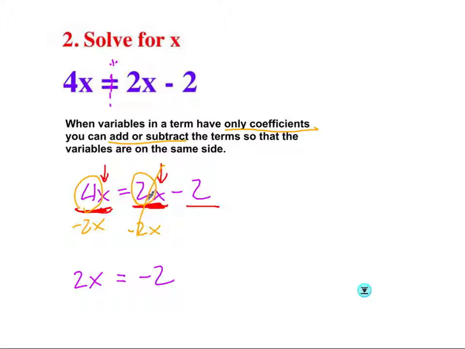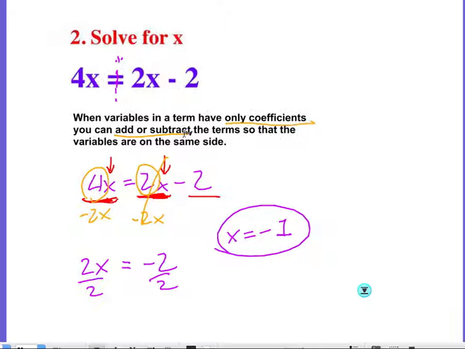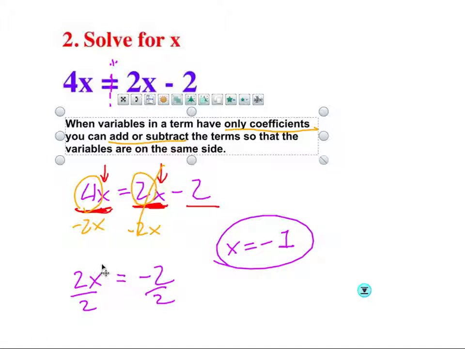So notice what I did. I moved the x to the other side, so now I can solve this like a regular algebra problem. So I divide both sides by 2, and so x is equal to negative 1. So this is actually very basic, but I want to go ahead and look at more complex problems.